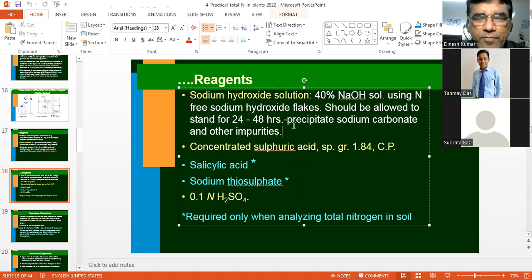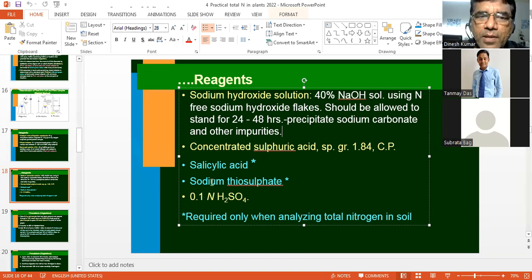And when you prepare it, you cannot use the fresh solution. You need to wait 24 to 48 hours for it to cool down. Cooling takes a long time, and you can use it only after 24 to 48 hours. There may be certain precipitates like sodium carbonate and other impurities that can be removed later. Concentrated sulfuric acid of specific gravity 1.84 is required.